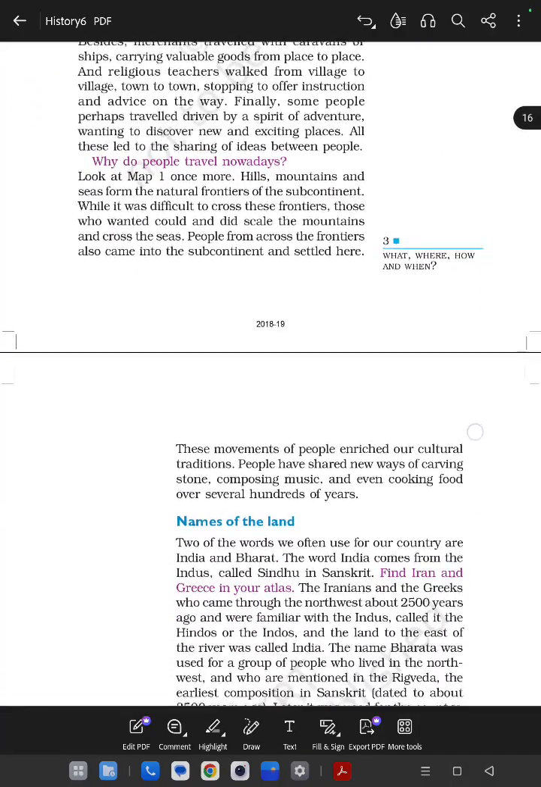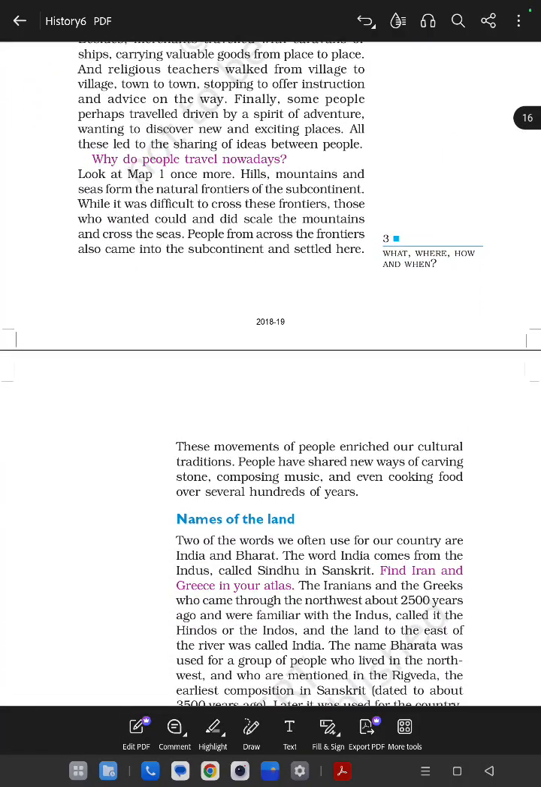Hills, mountains and seas form the natural frontiers of the subcontinent. While it was difficult to cross these frontiers, those who wanted could and did scale the mountains and cross the seas. People from across the frontiers also came into the subcontinent and settled here. These movements of people enriched our cultural traditions. People have shared new ways of carving stone, composing music and even cooking food over several hundred years.